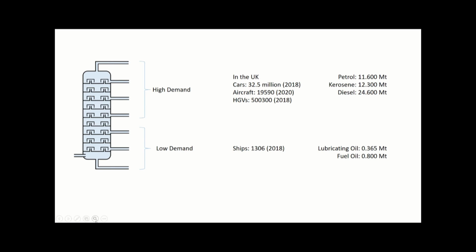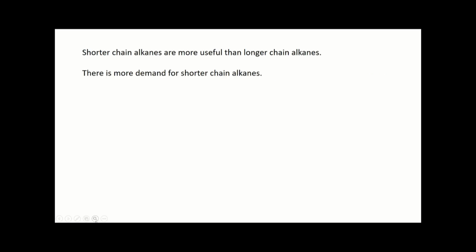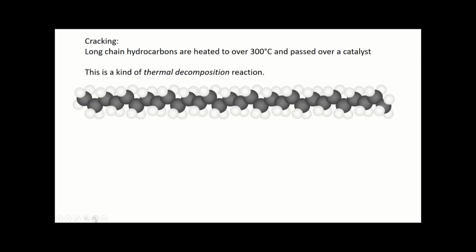So we're producing more or less the same amount of lubricating oil and fuel oil and bitumen as we are of petrol, kerosene, and diesel. And the point of cracking is we're going to try and turn some of the low demand fractions into high demand fractions, because they're more valuable, they're more useful, and we can sell them off much more easily. So shorter chain alkanes are more useful than longer chain alkanes, and therefore there is more demand for shorter alkanes. So cracking, what's cracking?